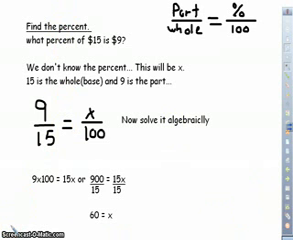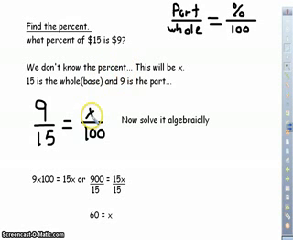All right, now that you're back, finding the percent is what we're looking for. So here's the question that they're going to ask. What percent of $15 is $9? We don't know the percent. This will be x. 15 is the whole, which is the base, and 9 is the part. Usually the base is always going to be the larger number, and the part will be the smaller number, and it's going to be pretty specific as to what the percent is if that's what you're trying to find.